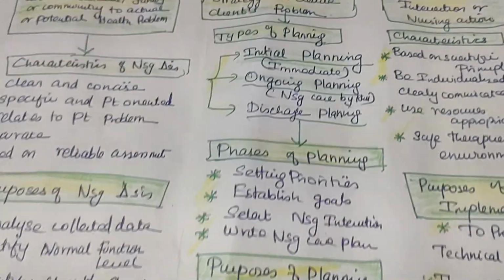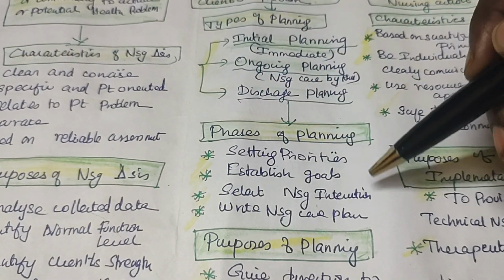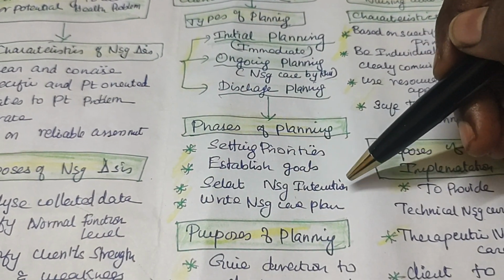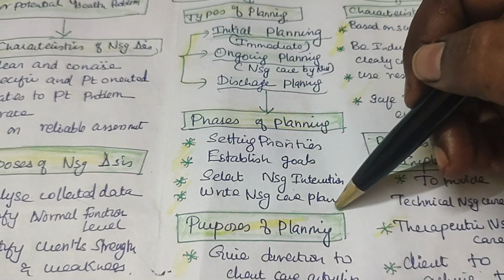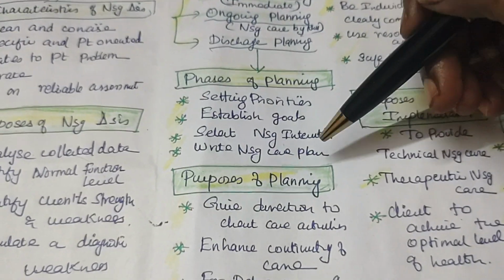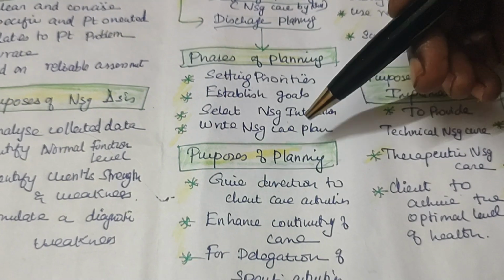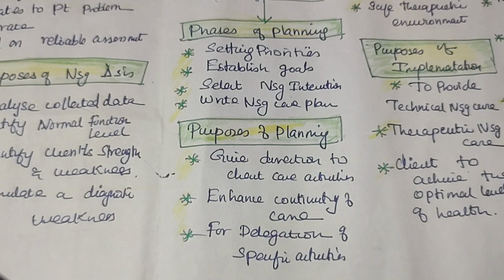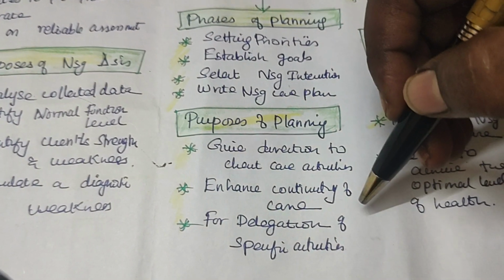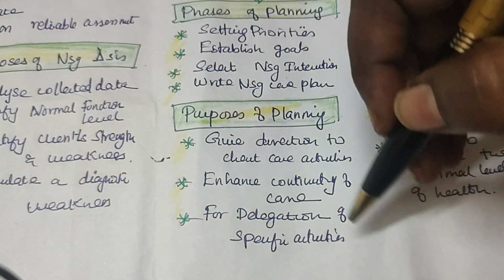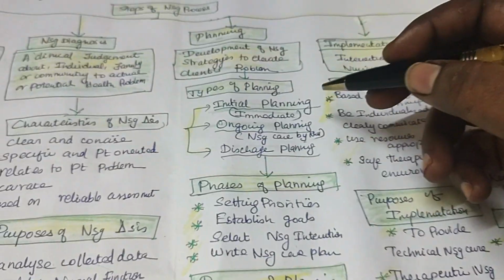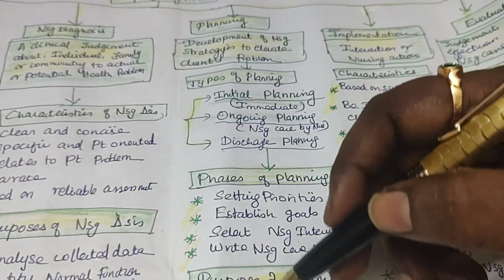And what are all the phases of planning? Setting the priorities, which is very important, establishing the goals, selecting the nursing interventions, and writing the nursing care plan. So, the purpose of planning: give the direction to the client care activities, enhance the continuity of the care, and delegate the specific activities. So that is the main purpose of nursing planning.